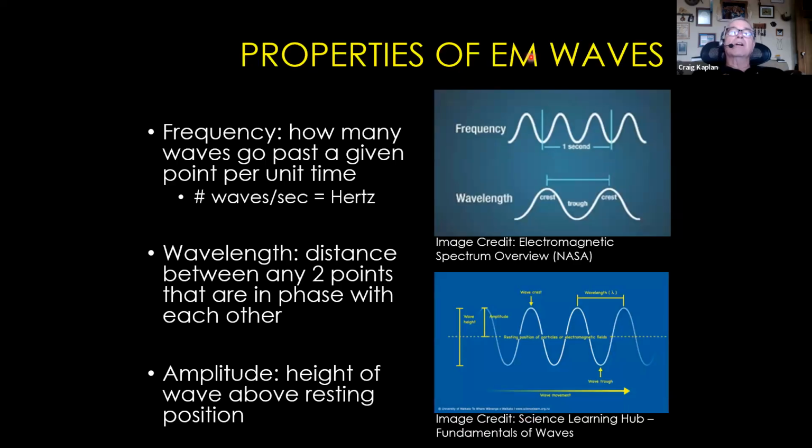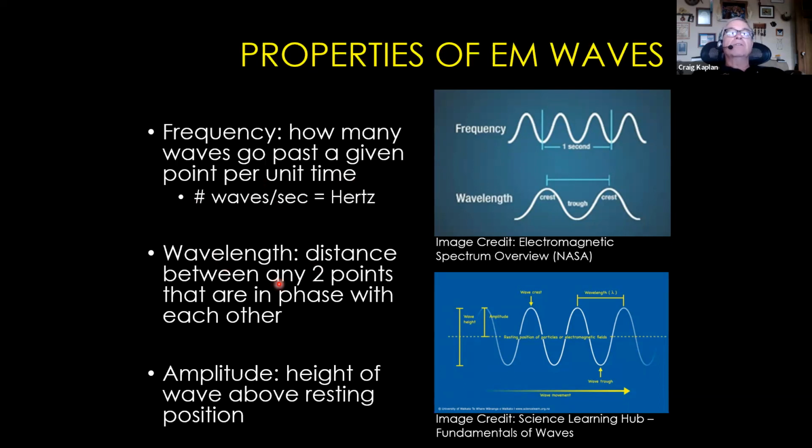So properties of electromagnetic waves include frequency, how many waves go past a given point per time. So if this is 1 second, then 1, 2, the frequency is 2. The number of waves that pass by a given point per second is equal to hertz. Most of us are used to dealing with megahertz or kilohertz when talking about radio waves and different things. But the basic unit, defined by Hertz himself, I believe, is the number of waves per second.